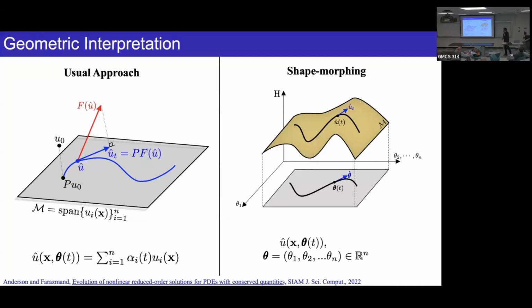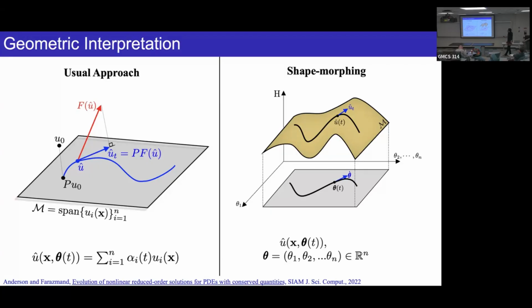Now, before I tell you anything about the evolution of these parameters, how they should evolve, let me give you two different interpretations of these shape-morphing solutions. One is geometric, one is in the context of neural networks. The next couple of slides are the essential parts of this stuff. The rest of it is technical derivations and numerical examples that you can find in my papers. So really, the take-home message is in the next couple of slides.